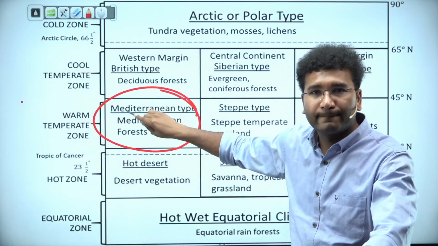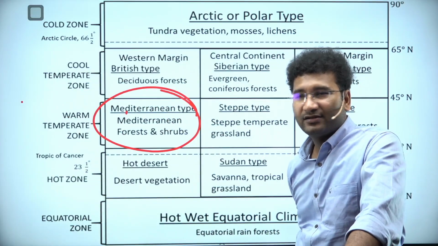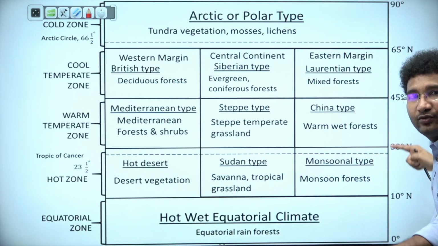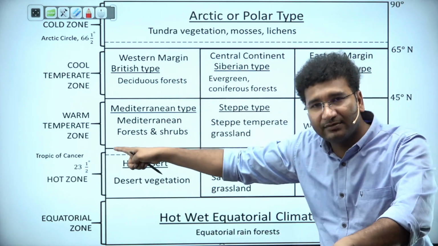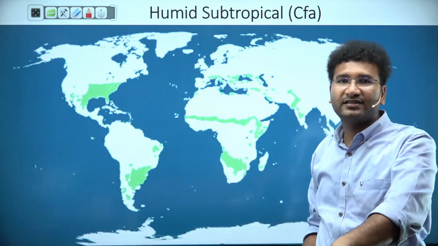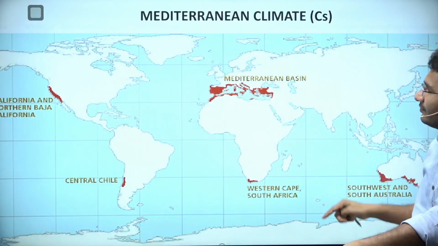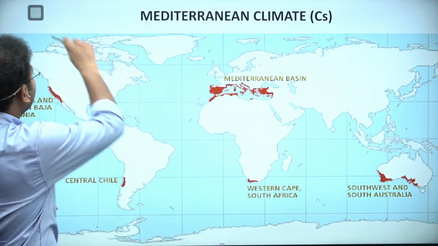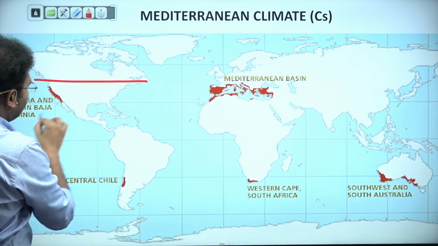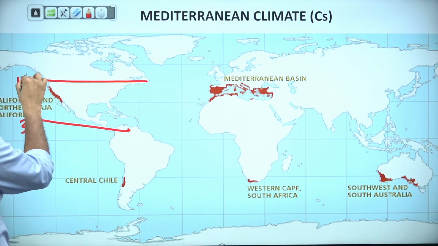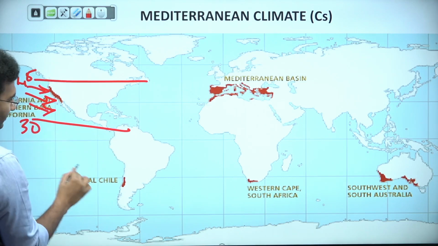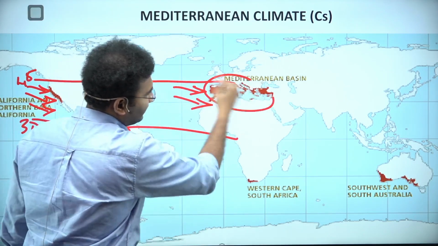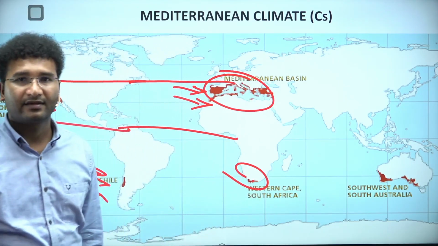In the western margins. So let me show you the map of the world within the 30 to 45 latitudes. On the western margins, you will find that. So this is your Mediterranean. This is your Mediterranean type of climate, between 30 to 45 degrees north and south latitudes. This is 30, this is 45. There are westerlies here, and here also there are westerlies, in these same latitudes. So this is where your Mediterranean will be, right.